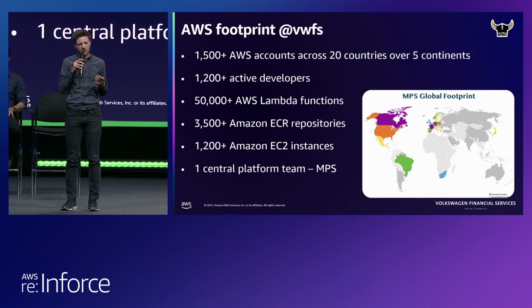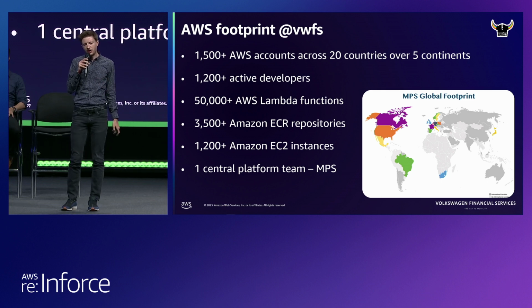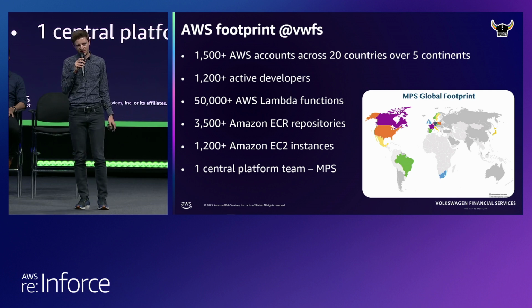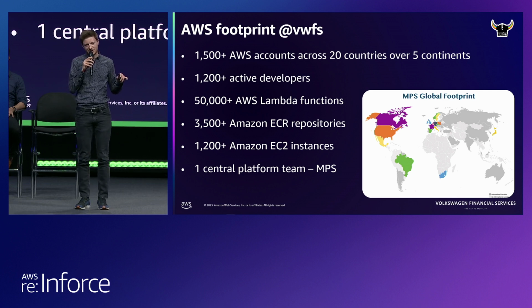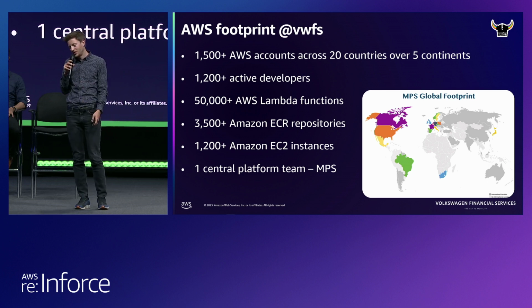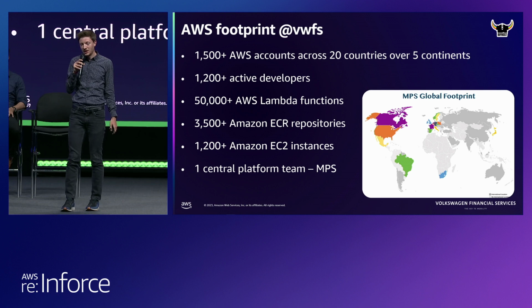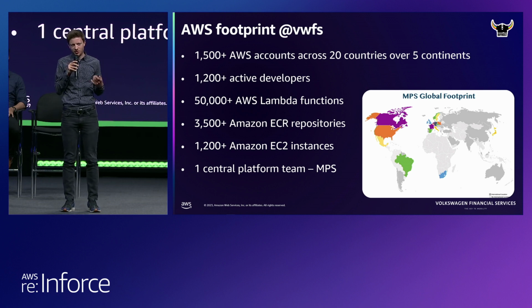And if we're talking about purely AWS resources, we currently have 50,000 AWS Lambda functions, more than 3,500 ECR repositories, and more than 1,200 Amazon EC2 instances. The last one is something we try to move away from, because we do not want to manage those. Rather, we want AWS to manage them. But still, we have certain workloads which require EC2 in the end.